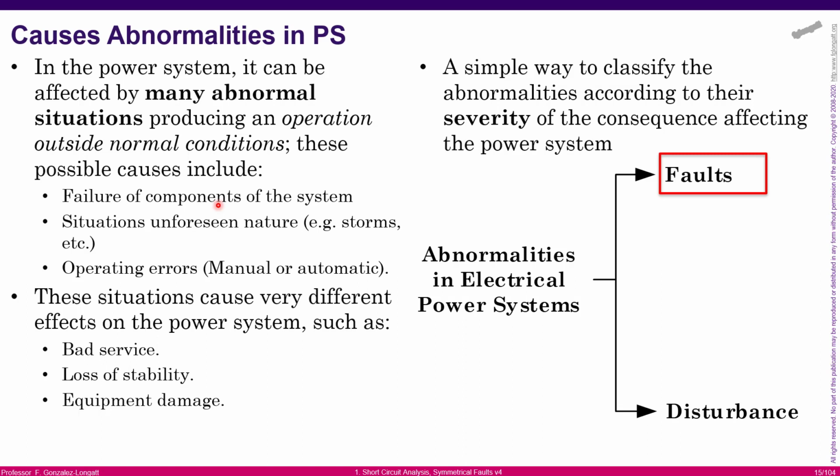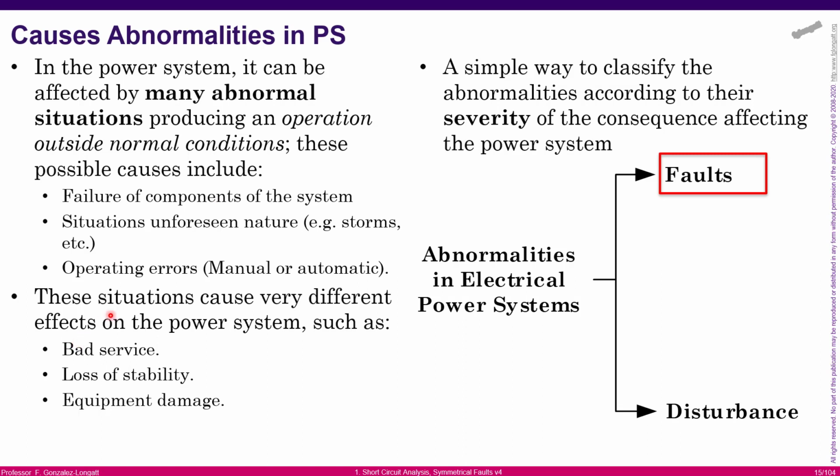What I'm trying to say is they are very strange situations in nature and also in human behavior that can create problems inside the power system. Storms, snow, floods. There are many situations that can cause the power system to work in an abnormal condition, okay? What is the consequence of this abnormality?